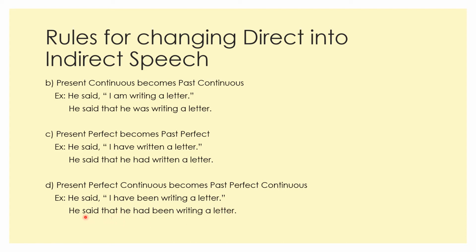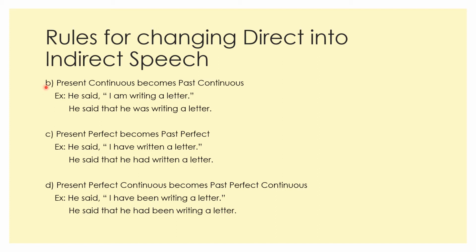We know the changes. After the reporting verb, you use that. The pronoun will change to the third person, he. So he said that he had been writing a letter is in indirect speech. It is in the past perfect continuous tense.